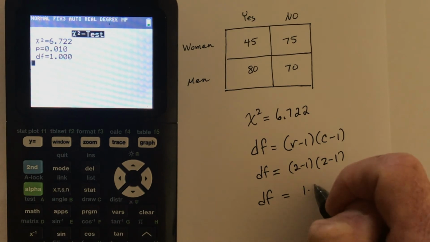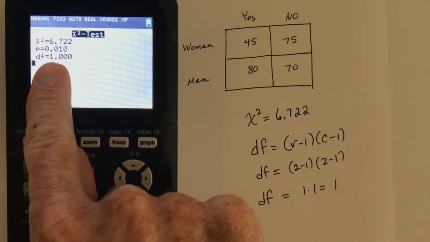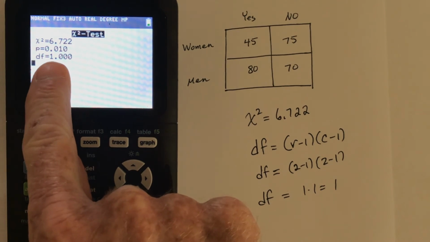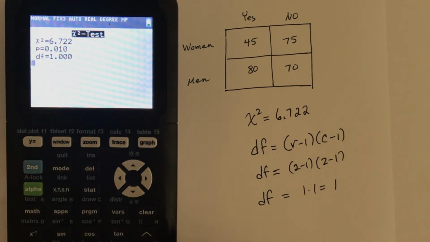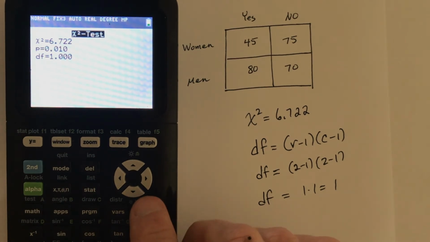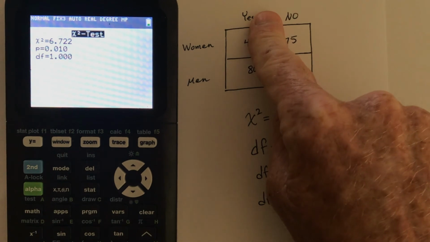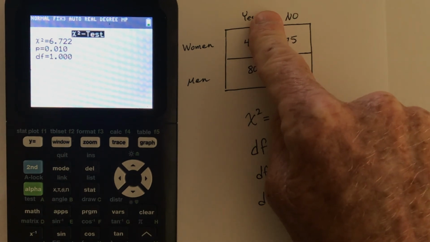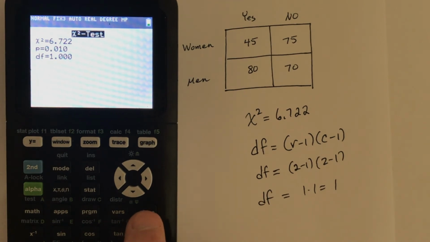So that would be 1 times 1. Degrees of freedom is 1. And the calculator was also able to figure that out right there. Now, one other important thing is go back and look at matrix B. So these are the expected values, which means that if them saying yes is independent of their gender, this is what we would expect to see.